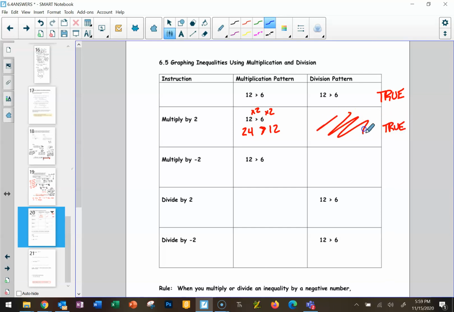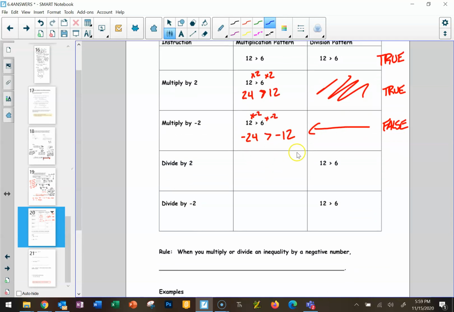You don't need to put anything here. How about multiplying by negative 2? Same process, except this time let's multiply by negative 2 instead. Now we've got negative 24 is greater than negative 12. Is this true anymore? No, now this becomes false. Negative 24 is not greater than negative 12. It's less than negative 12. So we're just proving to ourselves what happens when we multiply or divide by negative numbers.